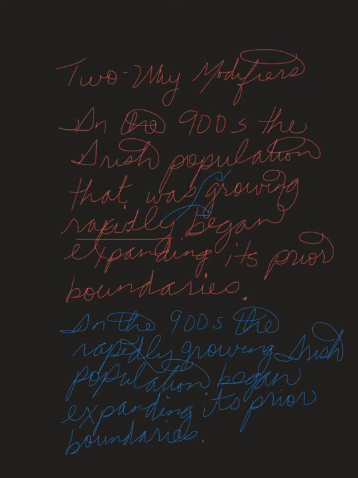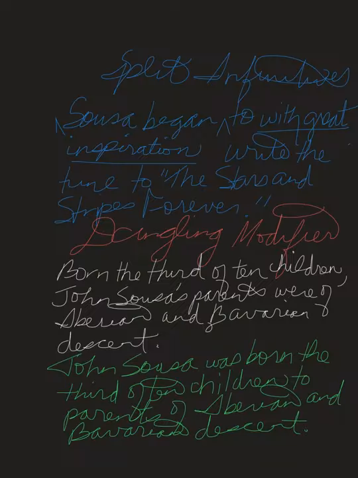Here, I'll read you the incorrect sentence and then the correct one. "In the 900s, the Irish population that was growing rapidly began expanding its prior boundaries." So, is it growing rapidly, or did it rapidly begin expanding? We don't know. So, here's one way to fix it. "In the 900s, the rapidly growing Irish population began expanding its prior boundaries." All right.